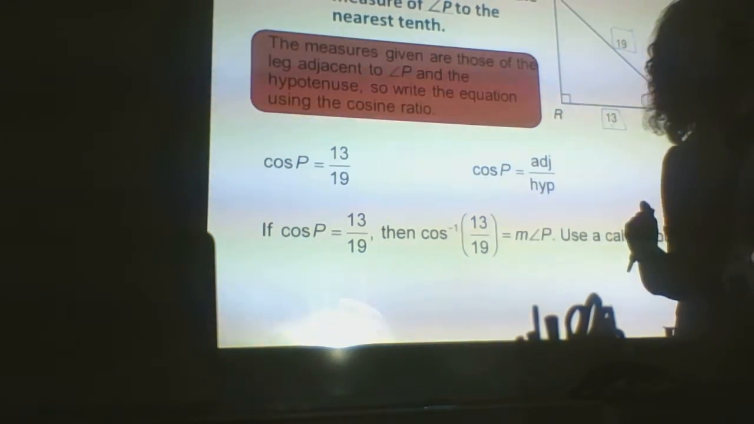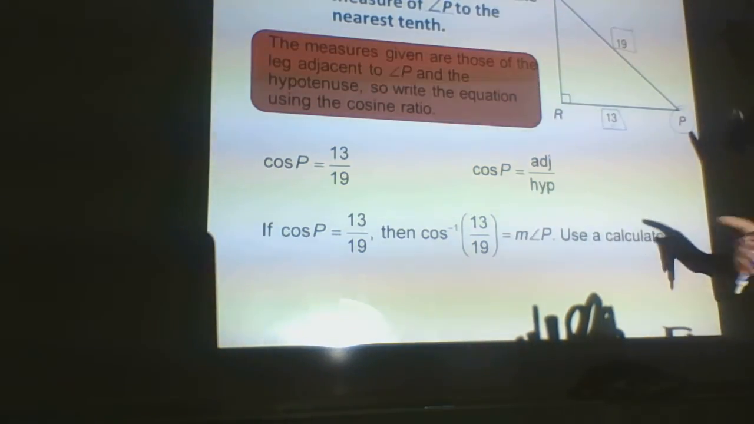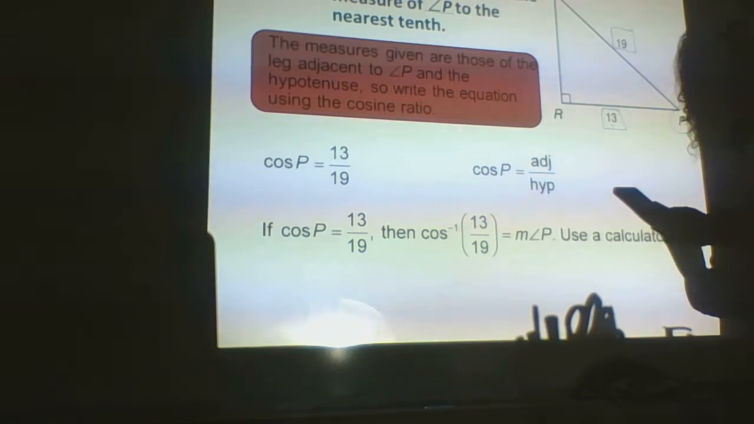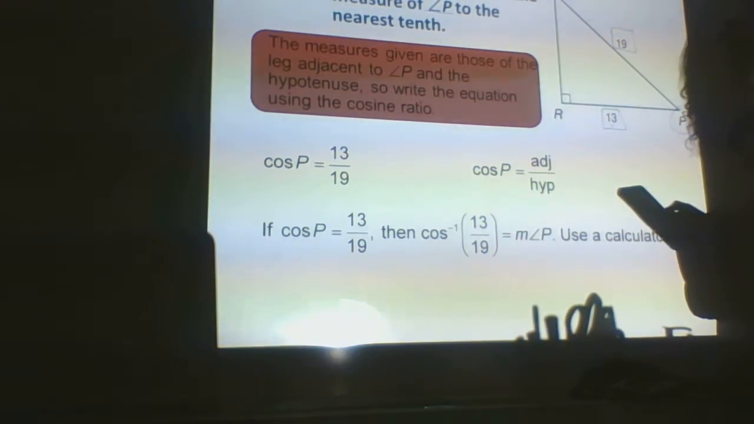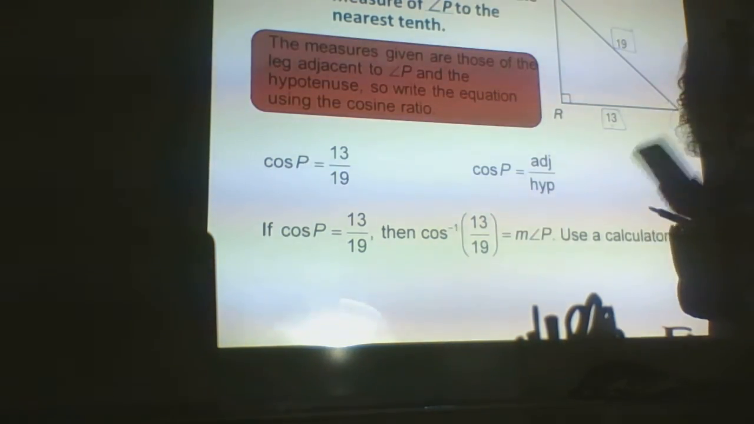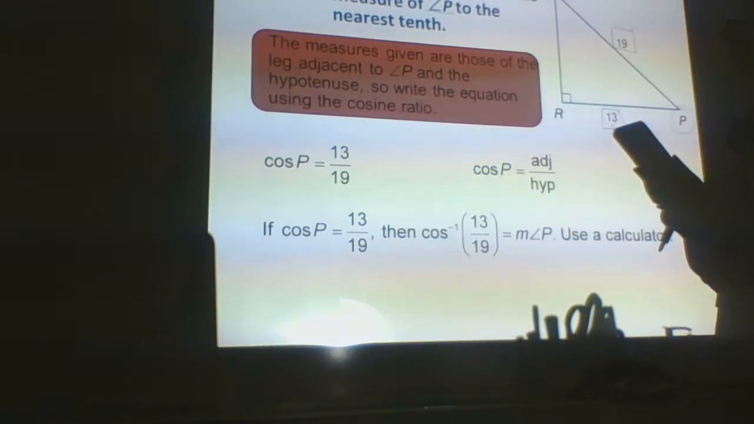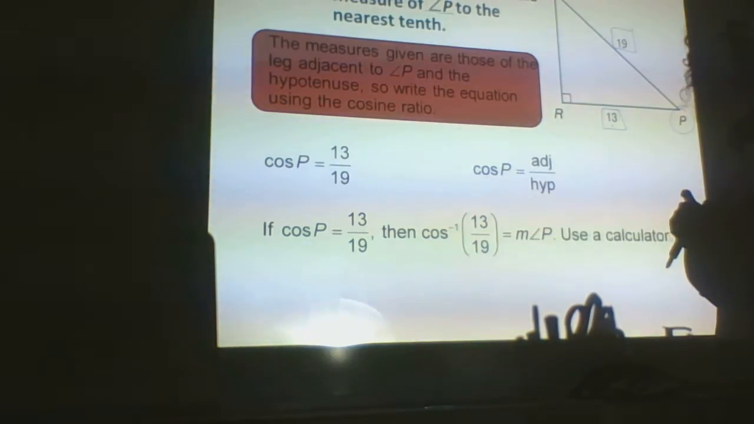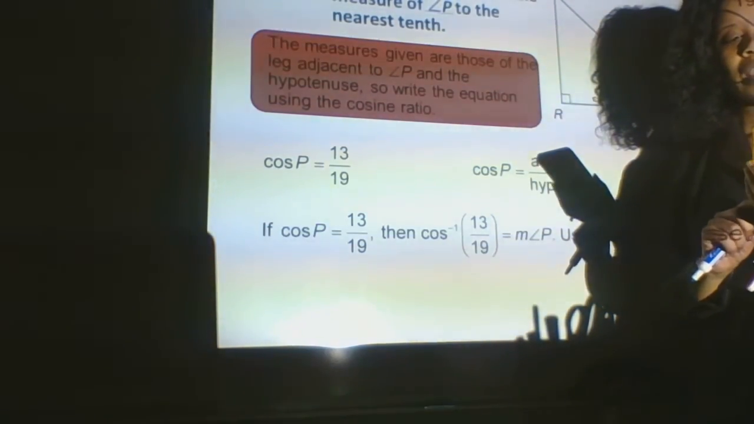So we're going to have to use our calculator, and we're going to plug it in just like we have it. We're going to use the inverse cosine. So how would I get to the inverse cosine? Second cosine, open parentheses are already there. You're going to put 13 divided by 19, close parentheses. Enter.